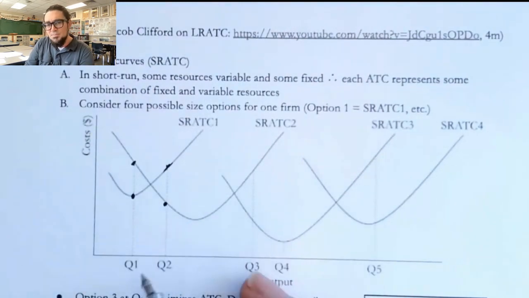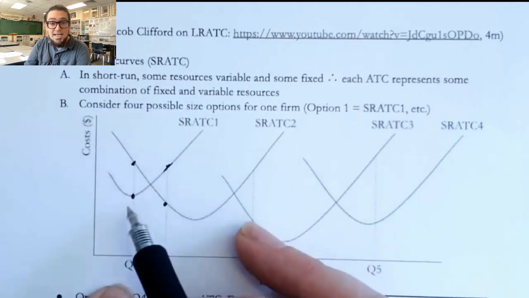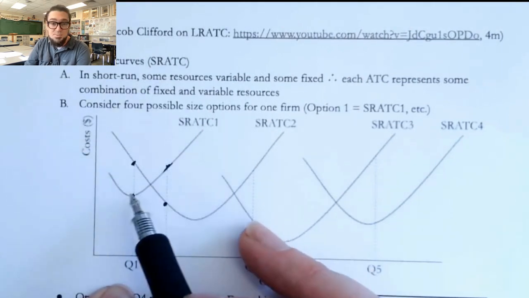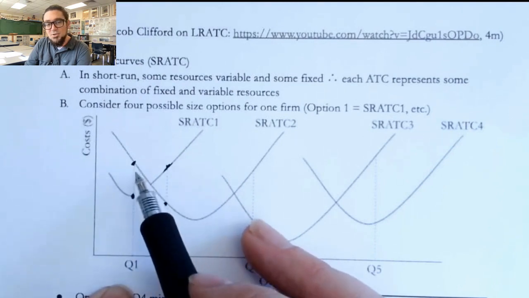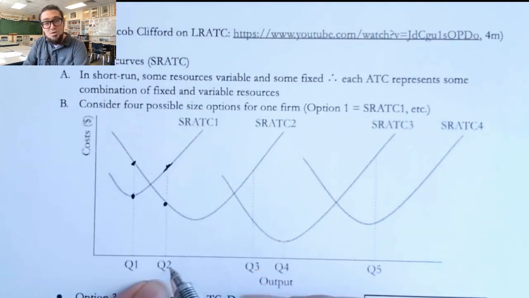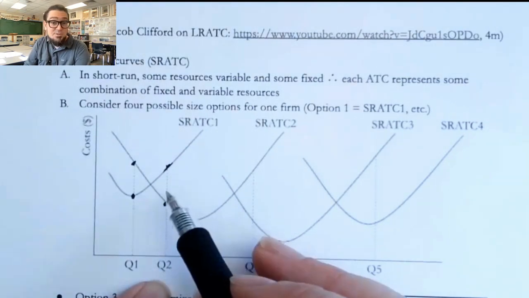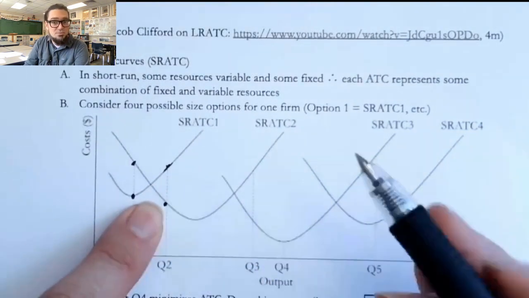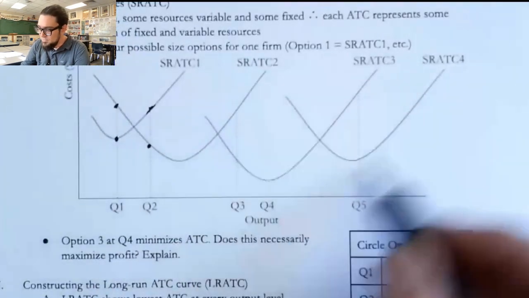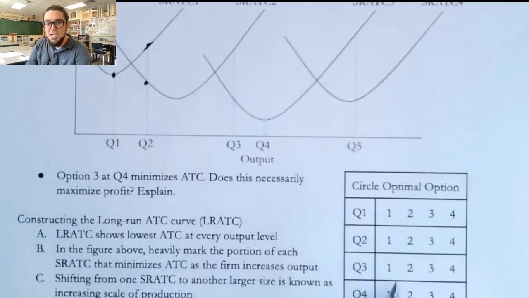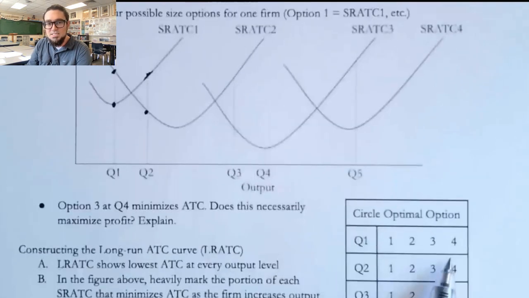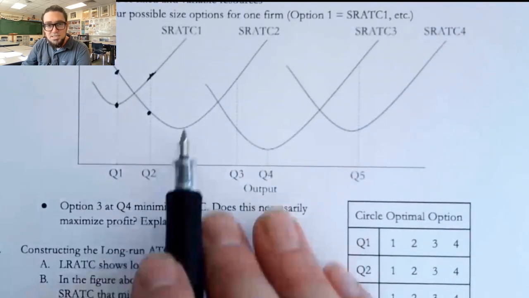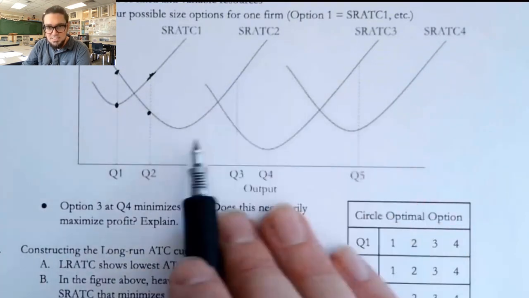So in other words, if I'm a company and I'm pretty much always going to be producing Q1, I would prefer to be at SRATC1 because it gives me a lower cost than SRATC2. But if I knew that demand was a lot bigger and it was a permanent increase, and I was going to be producing Q2 for an extended period of time, I would probably want to switch and build a new factory, because then I would get lower average costs over time. So option 3, option 4, that kind of thing. We're going to circle the optimal options for each of these various quantities. Here option 1 would be SRATC1, option 2 is SRATC2, and so forth.